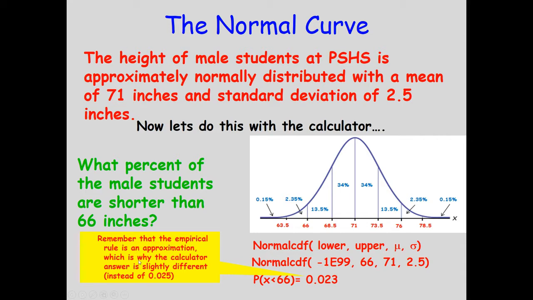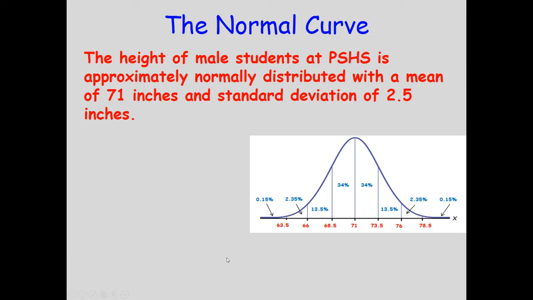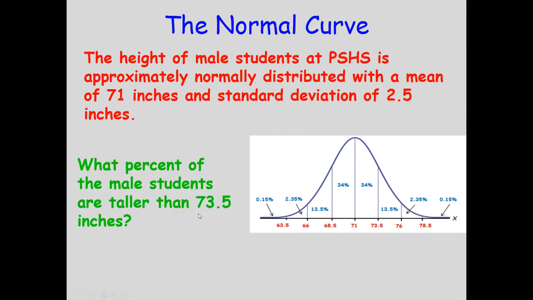And so this is just an important idea. The empirical rule is an approximation, which is why the calculator answer is slightly different than that 0.025 from the empirical rule. We would expect 2.5%, but we got 2.3%. That's just the nature of the empirical rule, which is just an estimation. I'll do a couple more of these.